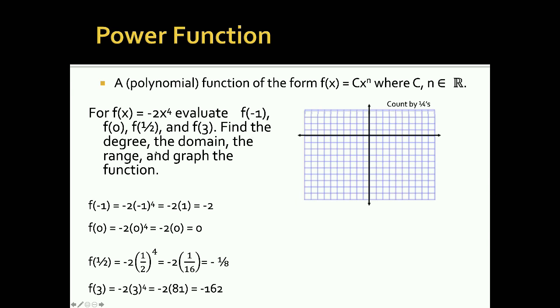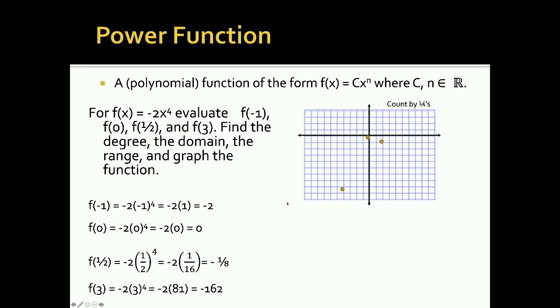We're going to go ahead and graph these points. So we're counting by fourths here. So 1, 2, 3, 4, that's negative 1. So when we put negative 1 in, we got negative 2. When we put 0 in, we got 0. Graph is a little bit off. When we put 1 half in, we get negative 1/8.